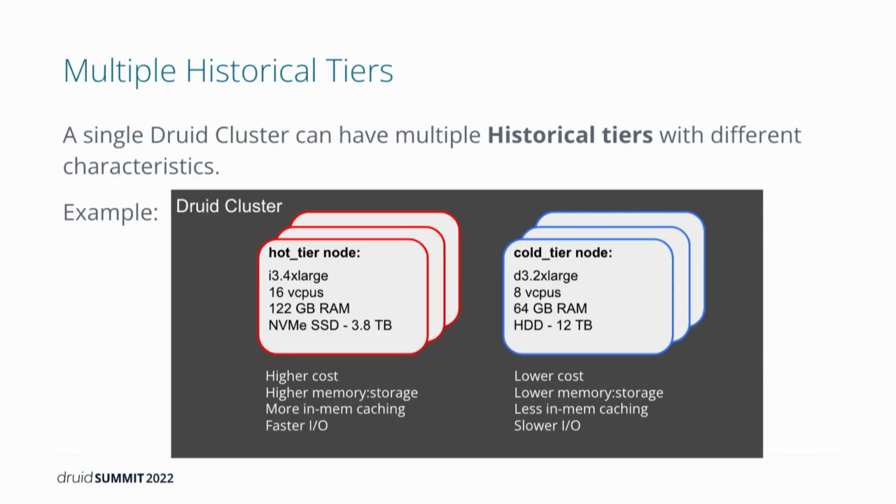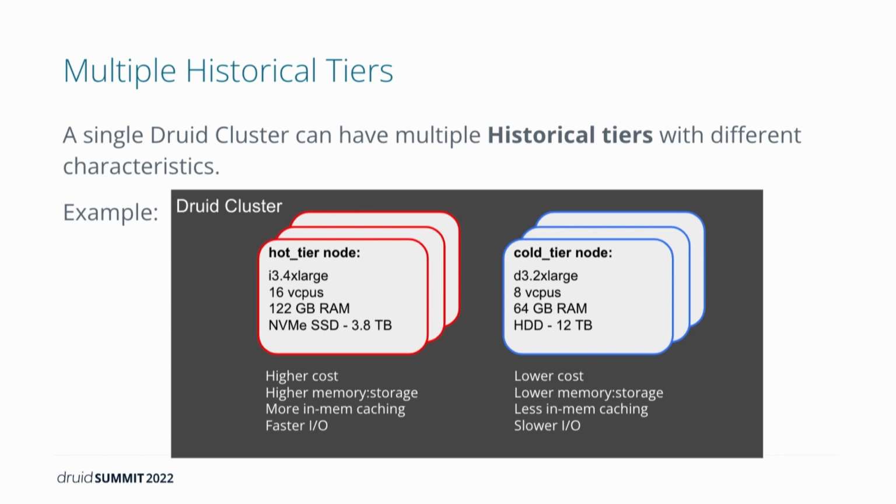So let's get started with historicals. This idea of multiple historical tiers is you're grouping a set of servers that have the same characteristics into a group of nodes that are targeted for a particular kind of workload. So you could have things like a hot tier where it's a set of nodes where they're all i3 4x larges as an example, with 16 vCPUs, 122 gigabytes of RAM, and they use SSDs with a total of 3.8 terabytes of storage in each of these servers. So these are high-powered servers.